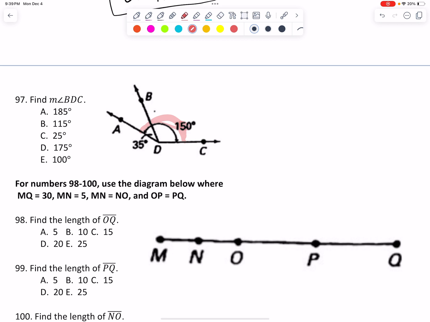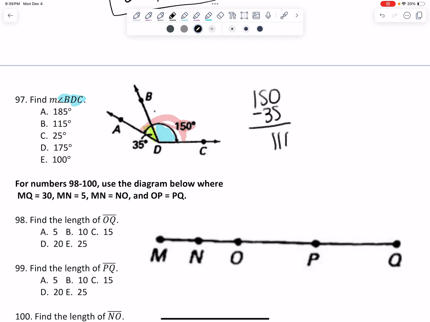It says, hey, this full amount is 150, but I've spent 35 here. Figure out what this other piece is, BDC. So this is where you just have to subtract. You have the overall budget here. I have $150 or 150 degrees to spend on this huge angle, but I've already spent 35 at the green amount. So how much do I have left? That's going to be 115. 115 degrees is left for this blue amount. So that is answer choice B.